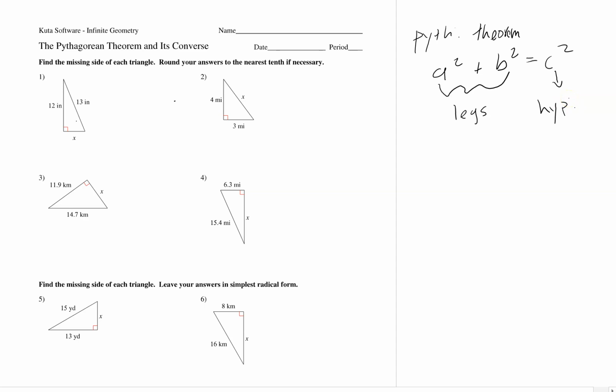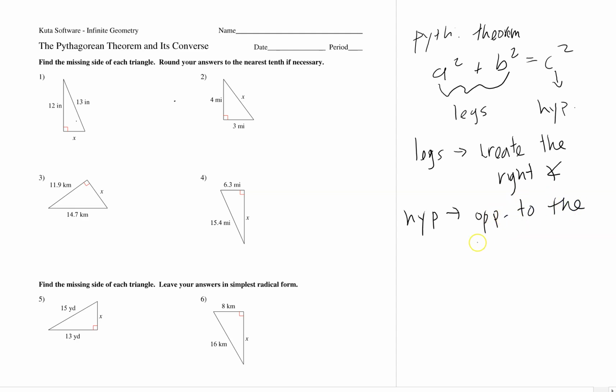Now, just remember, your legs are the sides that create the right angle. And your hypotenuse is the side opposite to the right angle.